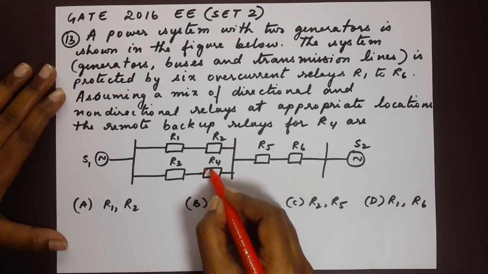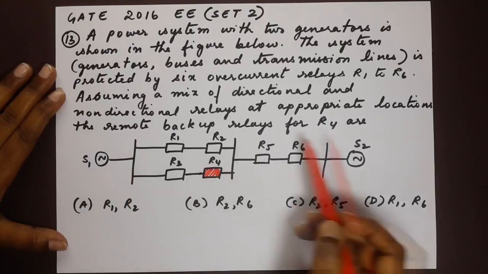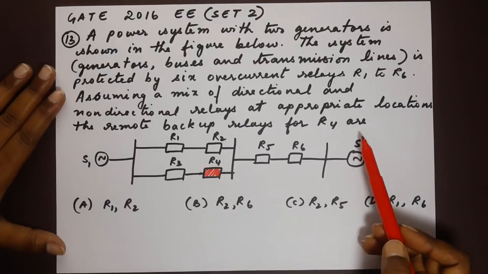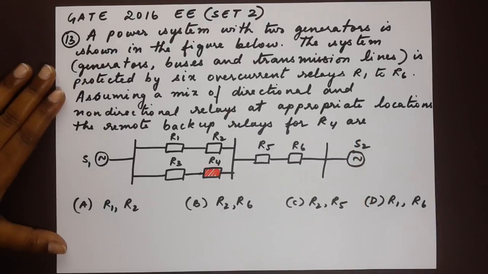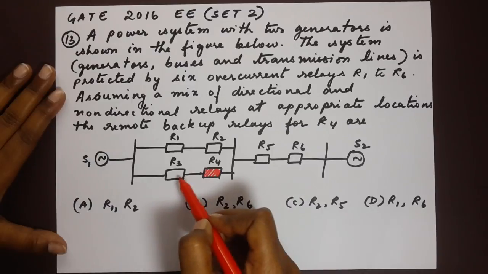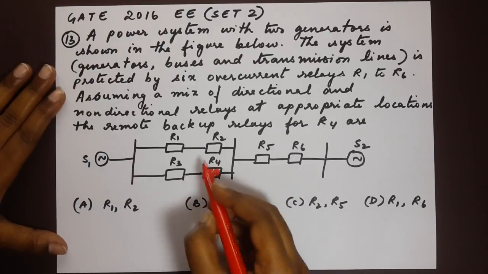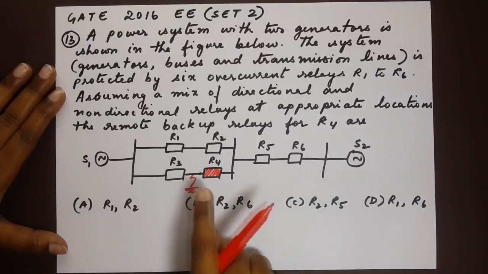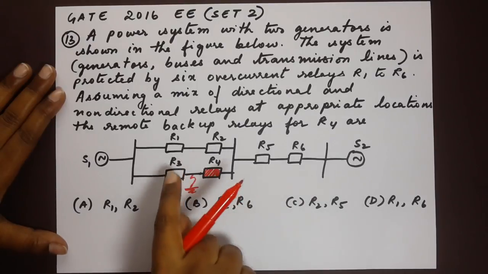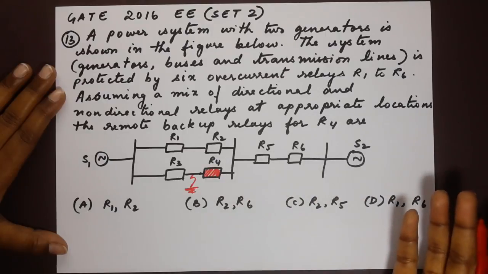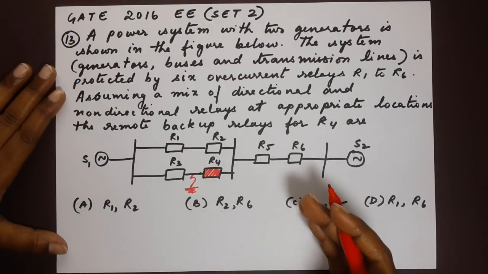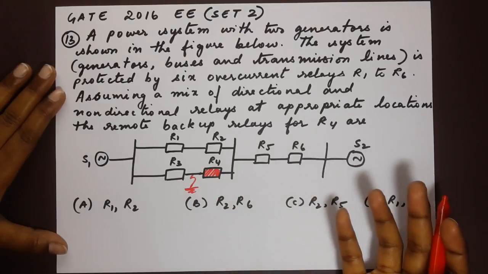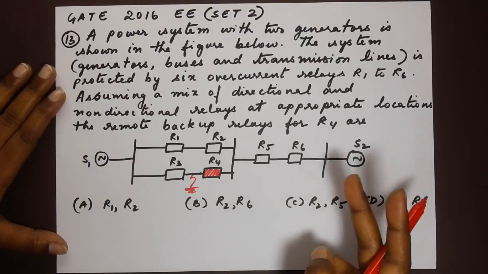Okay, so we have to take R4 into consideration in the entire equation. The remote backup relays for R4 are. Okay, so if a fault takes place between 3 and 4 here, now let's say that a fault occurs here. So if a fault occurs between 3 and 4, then relays 3 and 4 must operate. But let's say, for example, a relay fails, if any one of these two relays fails, then there are two currents that need to be in check.